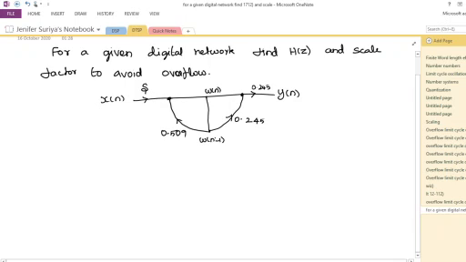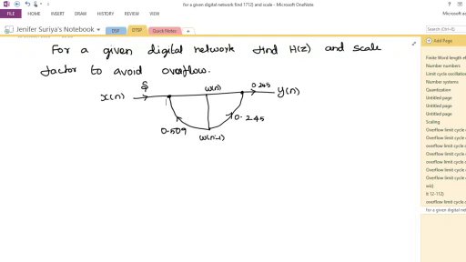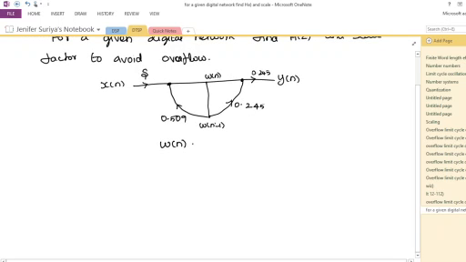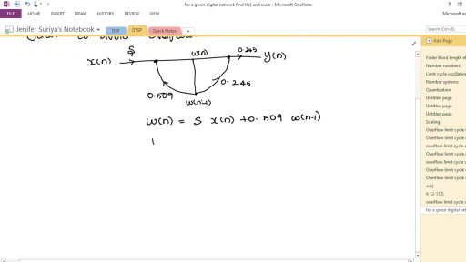Now first we need to find the H of z. To calculate that H of z, first I'm going to identify the equation from input to intermediate result. That is, the intermediate result W of n is S into X of n plus 0.509 W of n minus 1. Now if we take the Z transform for this one, we get W of Z is equal to S into X of Z plus 0.509 Z inverse W of Z.